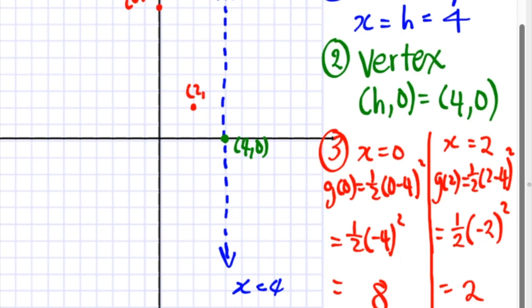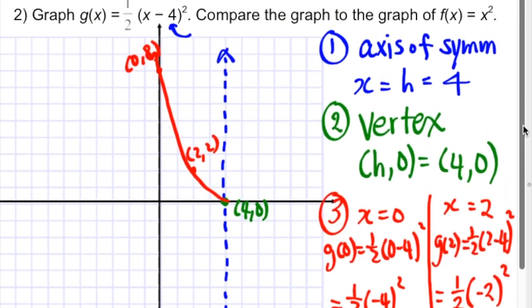So after plotting those 2 points, I'm going to draw the curve. And what I need to do is basically reflect it over the axis of symmetry. And I get (6, 2) and (8, 8).